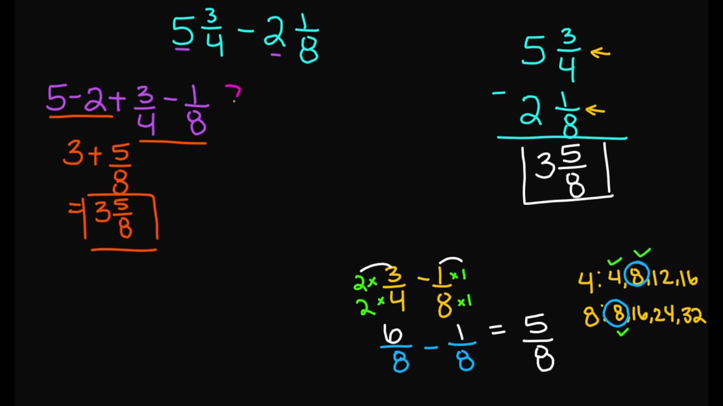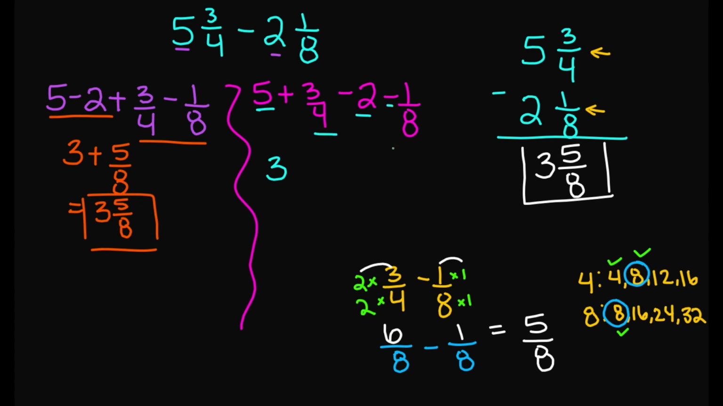We're going to try one more. So let's say you didn't do what I did. Let's say you wrote it out exactly how you see it. You're going to get 5 plus 3 over 4 minus 2 minus 1 over 8. And notice you'll get the same thing here. So 5 minus 2, this is 3. And then 3 over 4 minus 1 over 8, this is going to give you 5 over 8. And when you add the 2 together, you combine your 3 and your 5 over 8, then you're going to get 3 and 5/8 as well.